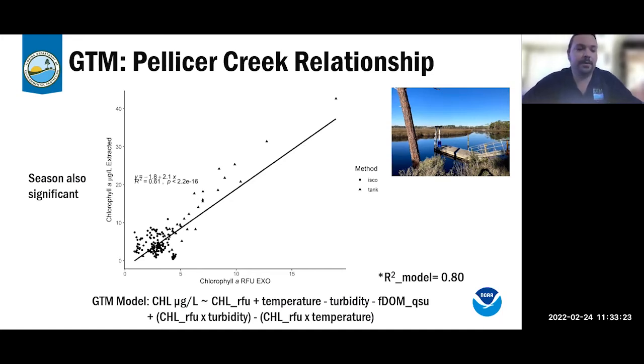So we know that temperature, turbidity, and fluorescent dissolved organic matter are all significant additions to the model. So we need to test to what extent these interferences affect the sensor output. How to test the interactions between the interferences is still under investigation.